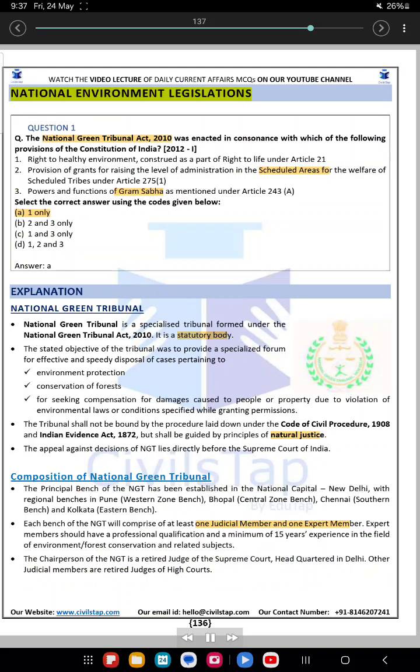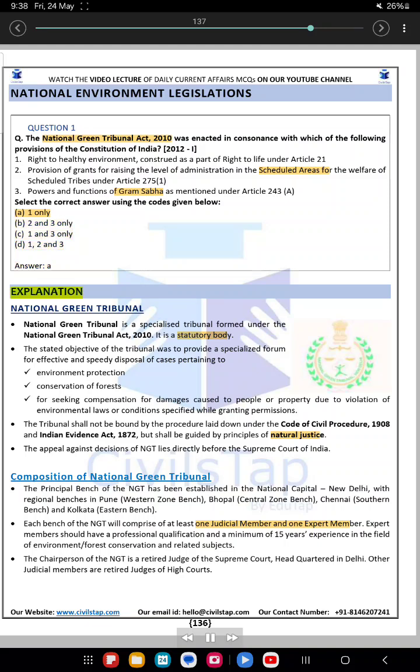National Environment Legislations. Question 1. The National Green Tribunal Act 2010 was enacted in consonance with which of the following provisions of the Constitution of India? 2012 I. 1. Right to healthy environment, construed as a part of right to life under Article 21. 2. Provision of grants for raising the level of administration in the scheduled areas for the welfare of scheduled tribes under Article 275(1). 3. Powers and functions of Gram Sabha as mentioned under Article 243A. Select the correct answer using the codes given below. A. 1 only. B. 2 and 3 only. C. 1 and 3 only. D. 1, 2 and 3.